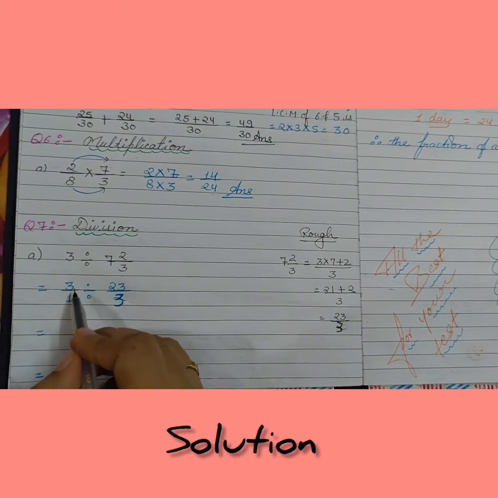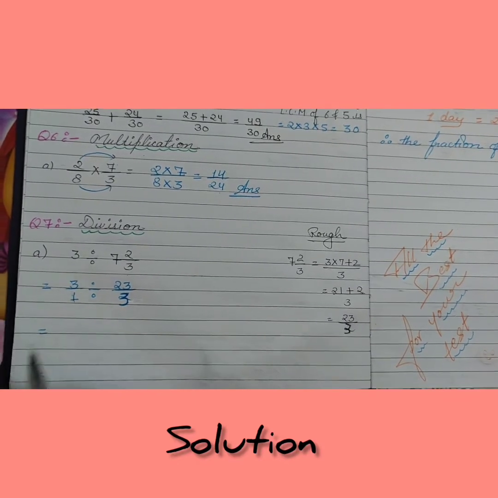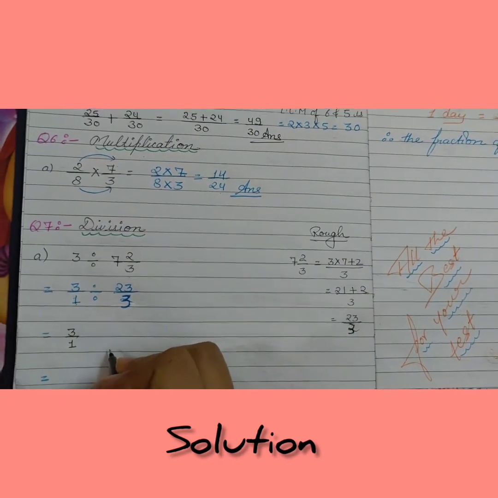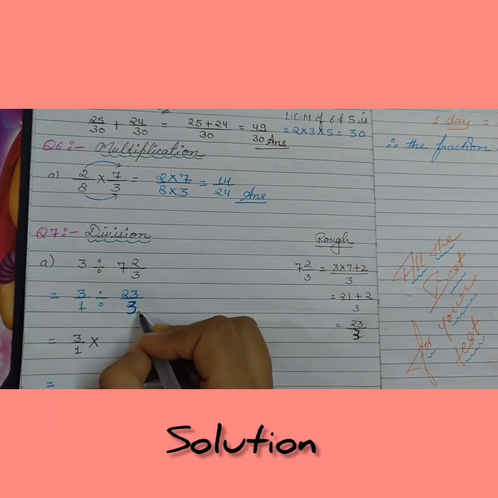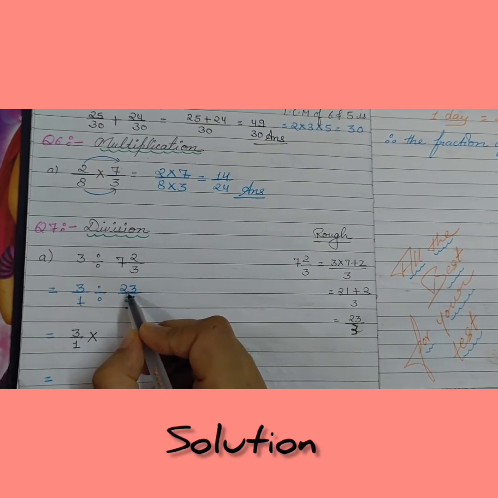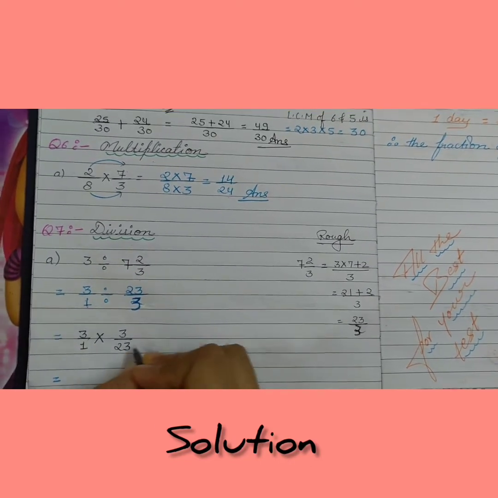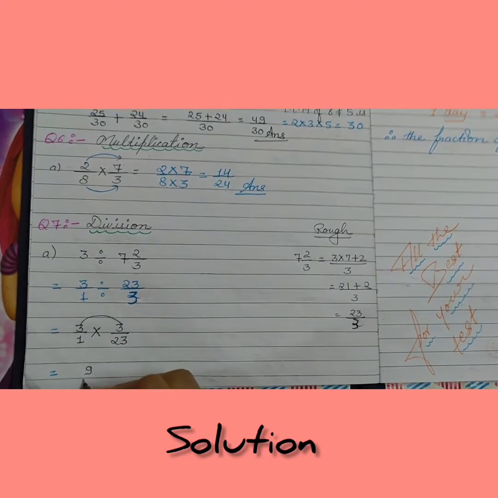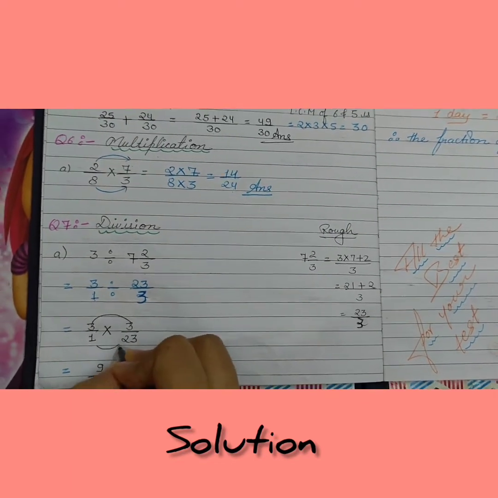Now we have to put 1 here because nothing is given here as the denominator, so I am writing 1 as the denominator. Now we have to change this division sign into a multiplication sign. When we change the division sign into a multiplication sign, we have to take the reciprocal of the second fraction, not the first one, okay? Second fraction. So the reciprocal of 23 upon 3 is 3 upon 23. Now multiply numerators together and denominators together. So 3 times 3 is 9 and 1 times 23 is 23. So 9 upon 23 is our answer.